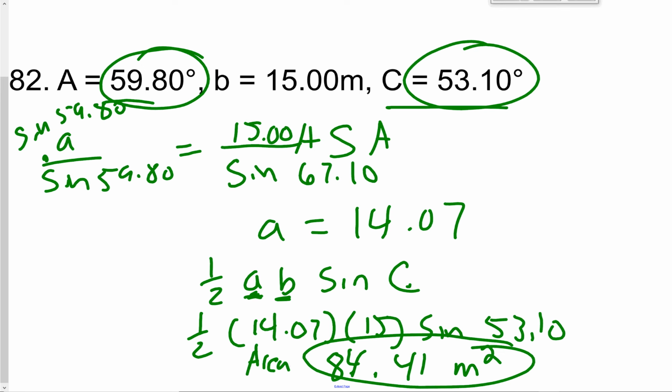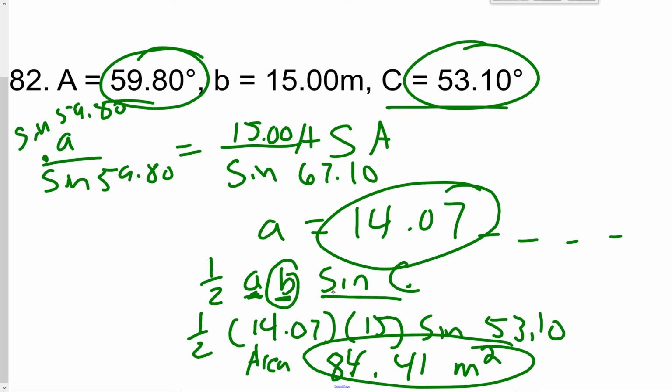And why that answer is maybe a little different than your calculator, because there's some decimals that keep on going. So they probably just left that in your calculator, multiplied it by b, and then sine of C, and times it by 1/2. But there's the answer. All right, that's it.